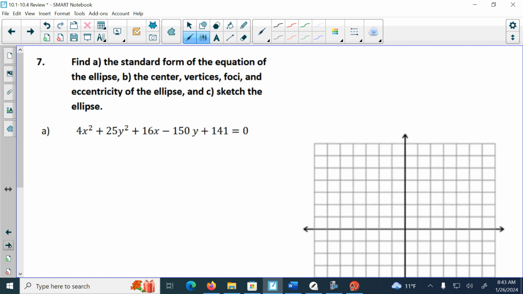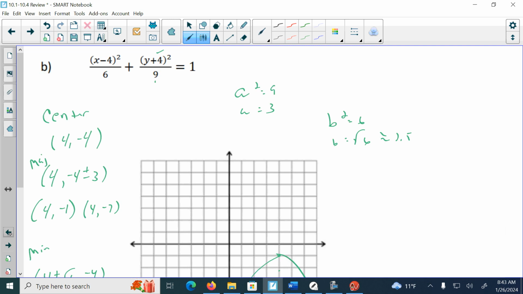Okay, number 7, find the standard form of the equation of the ellipse. Find the center, vertices, foci, and eccentricity. Oh, didn't do eccentricity. Eccentricity is equal to c over a. So in this case, it's going to be the square root of 3 over a, which is 3. Just leave it like that.